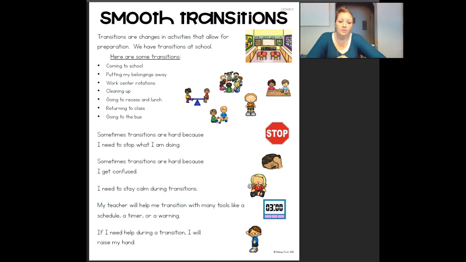So does that make sense, boys and girls? I think that transitions are very difficult, but the more you practice them and the more you listen with your ears, the better you will get with them, okay? And remember, you have to stay calm during transitions. It's easy to get confused, but just take your deep breath and just move along and do what the adult is asking you to do. Remember that, okay?